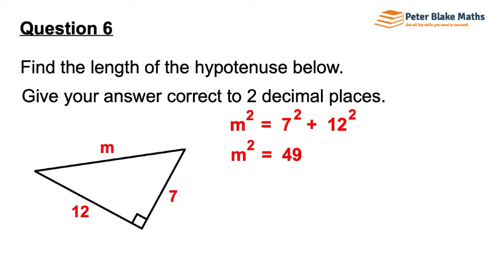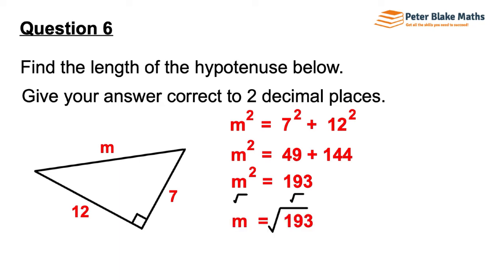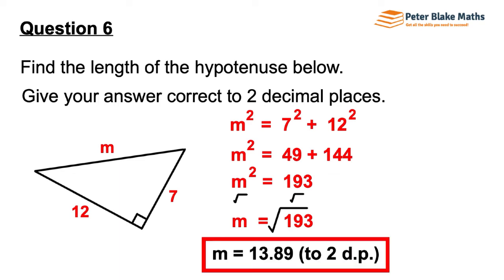Let's process that. 7 squared is 49. 12 squared is 144. When we add those two together, we get 193 on that right-hand side. We need to square root both sides because we're interested in finding m on its own here. M equals the square root of 193. We need to process that through our calculator and round it carefully to 2 decimal places. You should get m equals 13.89 as the length of the hypotenuse.